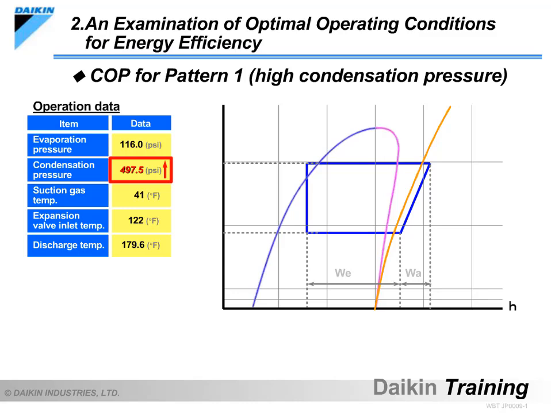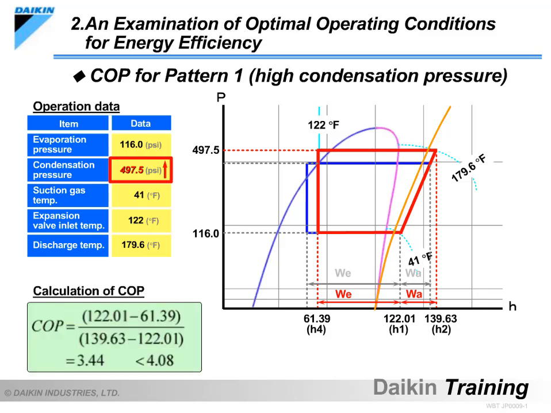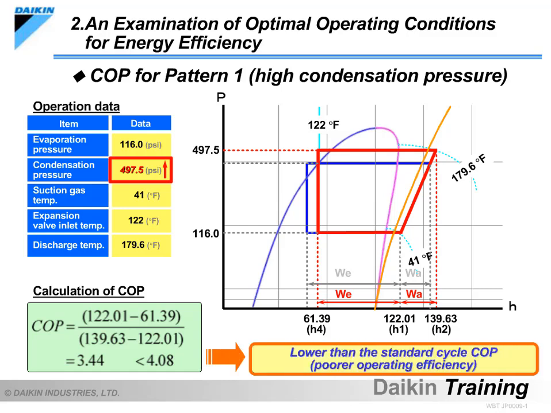The refrigeration cycle can be depicted on the slide using the operation data for pattern 1. The pH chart shows that compared to the standard cycle, the refrigerating effect is smaller and compression work is larger for pattern 1. Therefore, the COP for pattern 1 is calculated as 3.44, which is 15% lower than the standard cycle COP, indicating poorer operating efficiency.